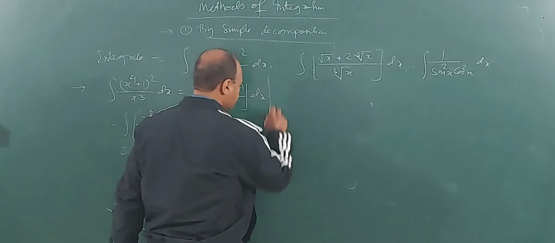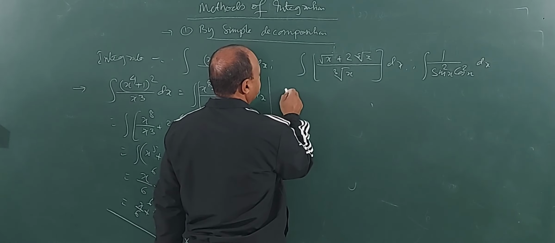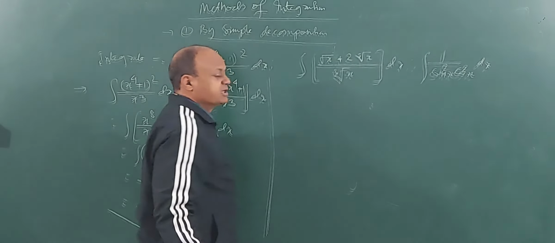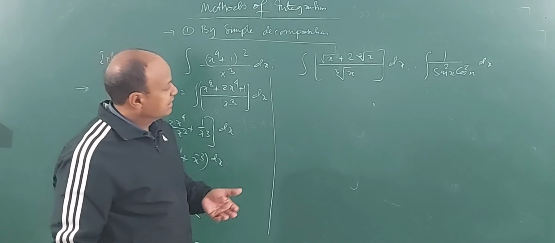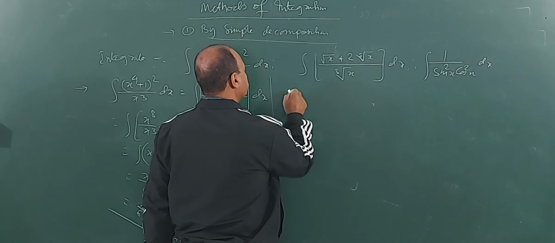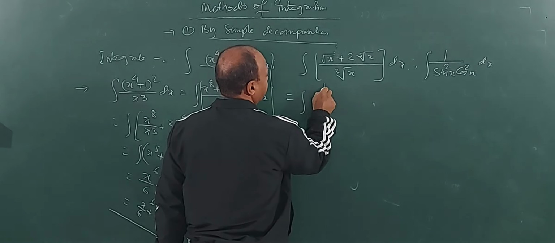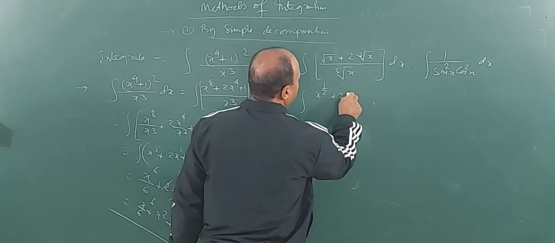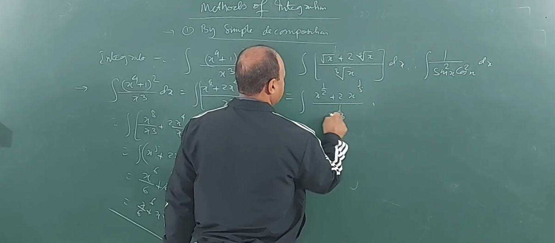If they give you any sum like this, having irrational roots, then you will always transform them into powers. Yes? This is a square root, so I can write this as x to the power half plus 2 x to the power 1 by 5, divided by x to the power 1 by 3.